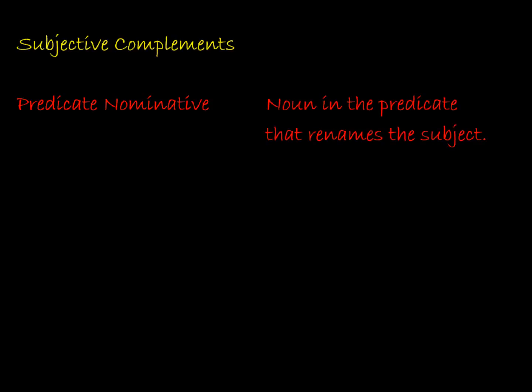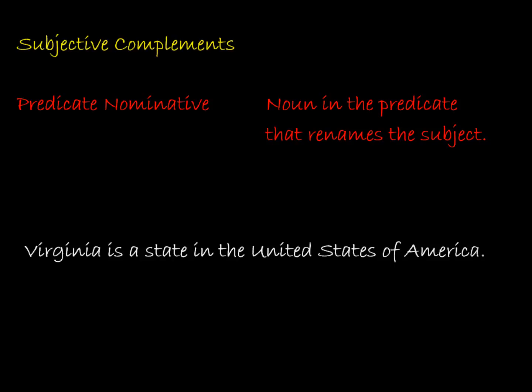So there are two kinds of subjective complements. There are predicate nominatives and predicate adjectives. We'll talk about predicate nominatives first. A predicate nominative is a noun or it's a pronoun that follows a linking verb and it renames the subject. So here we have an example. Virginia is a state in the United States of America.